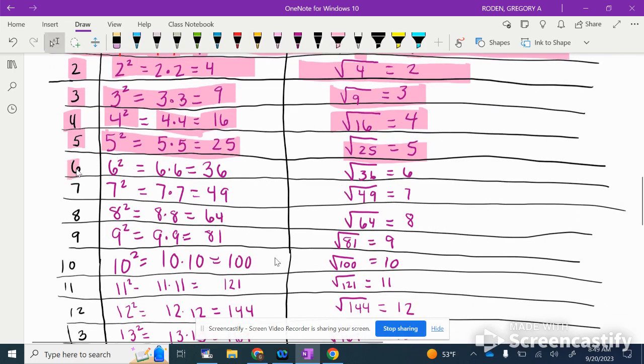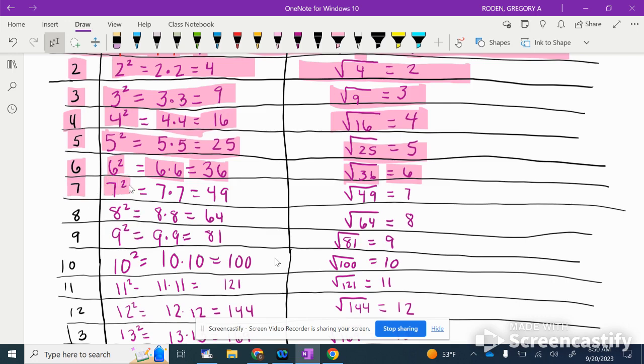The next one is 6. 6 squared is 6 times 6. And 6 times 6 is 36. So now we can say the square root of 36 is equal to 6. Again, you need to be writing this down. You can use this chart on quizzes that are coming up. If you don't have this chart, then you're going to be really hurting because this is a really important chart, especially when we start getting to the bigger numbers. Okay, I'm going to speed it up a little bit here.